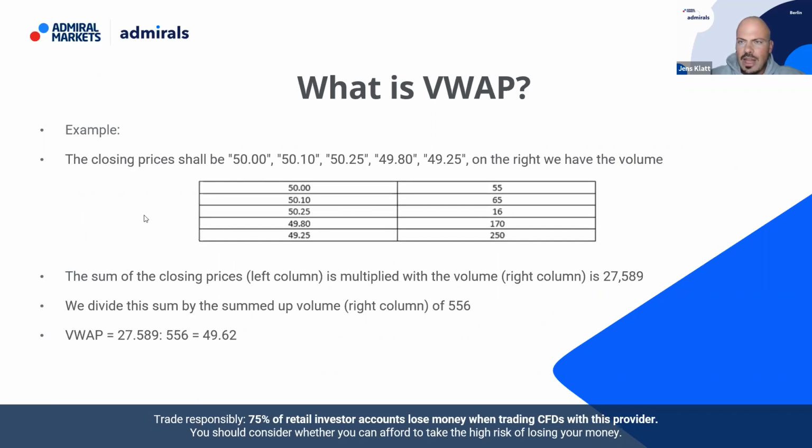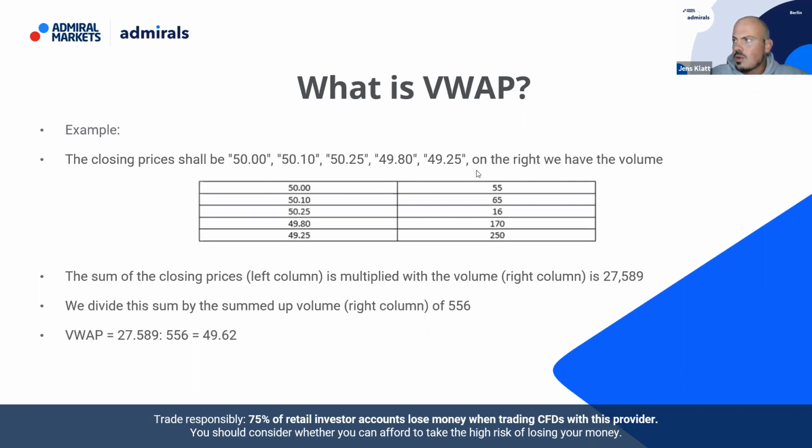To give you an example of how this works, we take the closing prices at the aggregation we look at. Later we will use an M1, a 1-minute chart, but in this context we want to work with closing prices without putting an aggregation on top. You have the closing prices 50, 50.10, 50.25, 49.80, 49.25. So obviously, the closing price is moving lower.